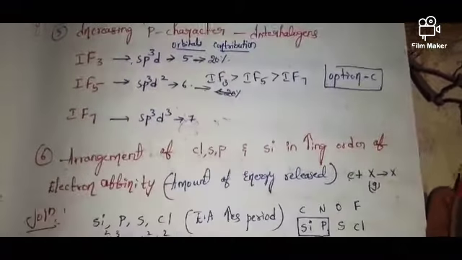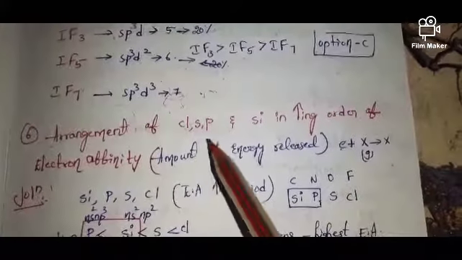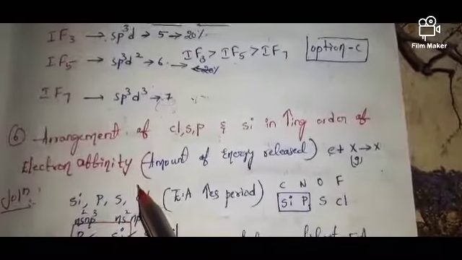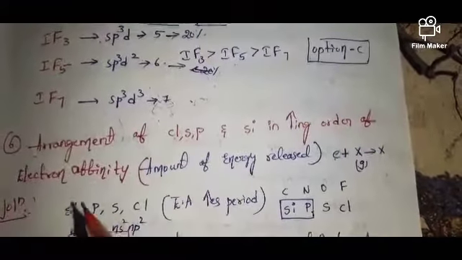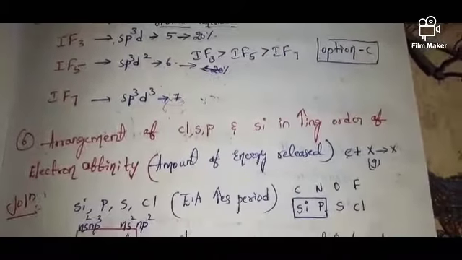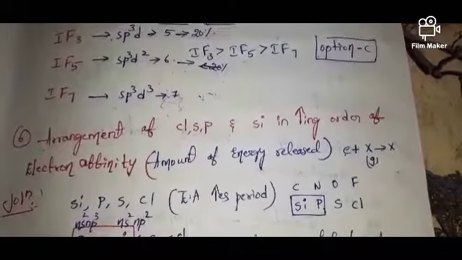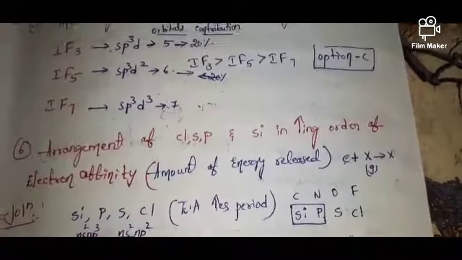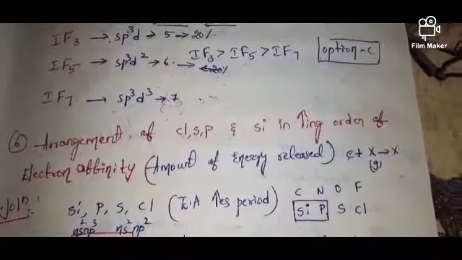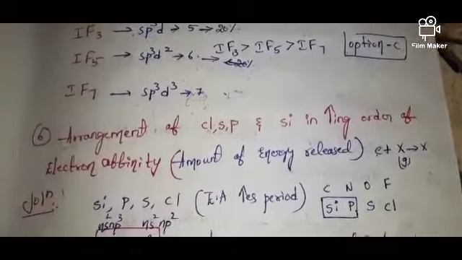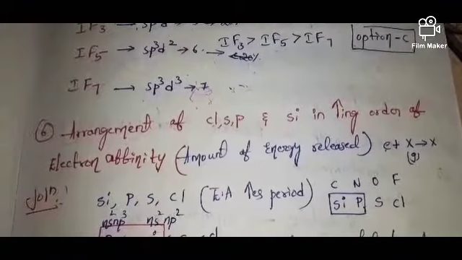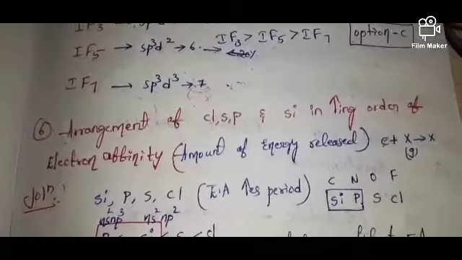Next, the sixth one: arrangement of chlorine, sulfur, phosphorus and silicon in increasing order of electron affinity. Whenever we hear the word electron affinity, we should know that in the entire periodic table chlorine has the highest electron affinity. That thing we should know. Fluorine has the highest electronegativity.